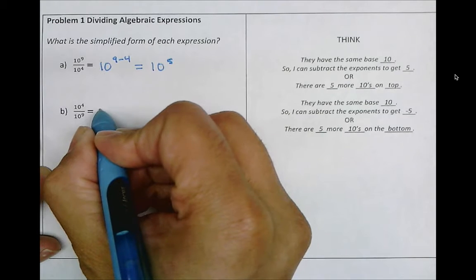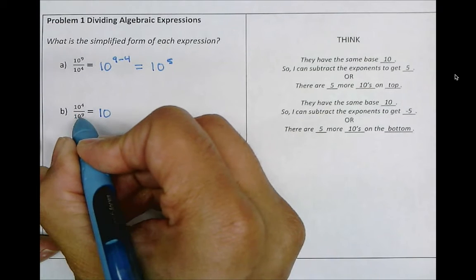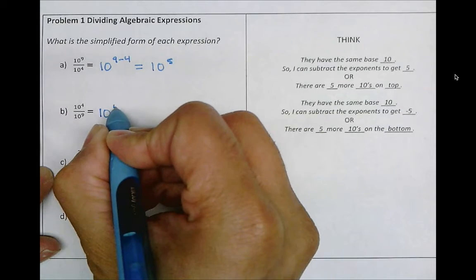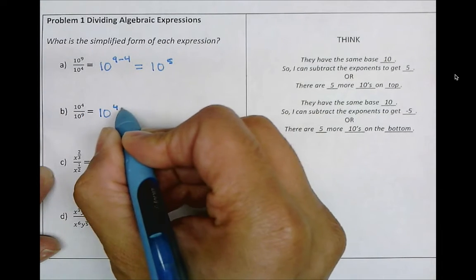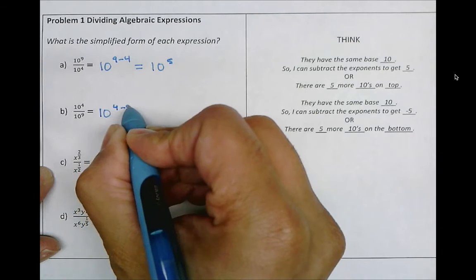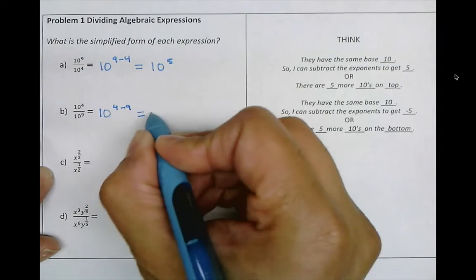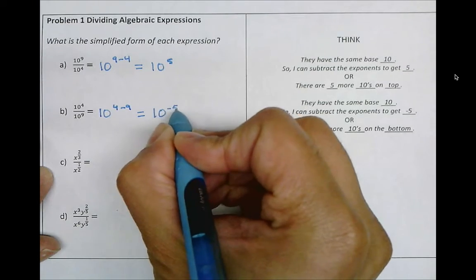Similarly, 10 to the power of 4 divided by 10 to the power of 9 is equal to 10 to the power of 4, starting with the numerator exponent, minus 9, the exponent in the denominator. This time we get 10 to the power of negative 5.